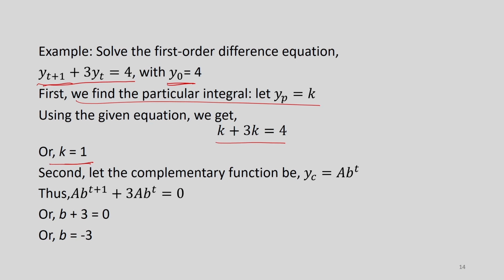As far as the CF is concerned, I am assuming yc is equal to A b to the power t, and that I substitute back to this equation. On the right hand side, I do not take 4, I take 0, the homogeneous equation, and thus we get A b to the power t plus 1 plus 3 A b to the power t is equal to 0, and that simplifies to b plus 3 is equal to 0 or b is equal to minus 3.